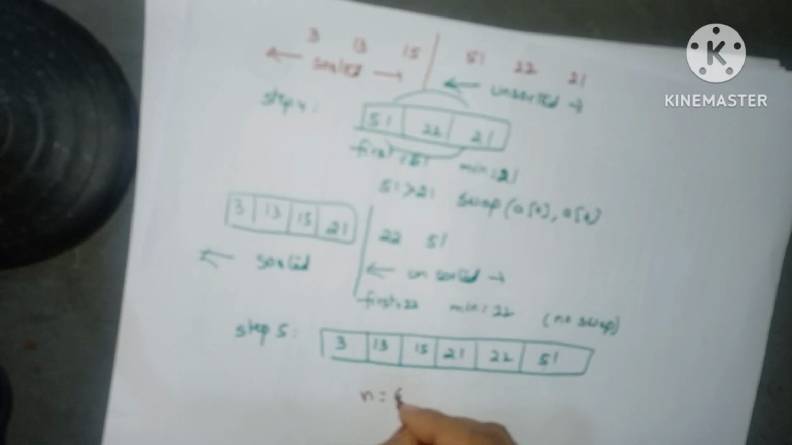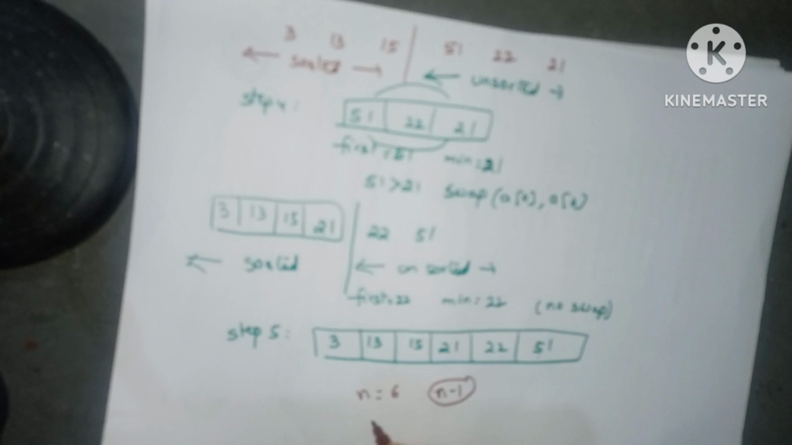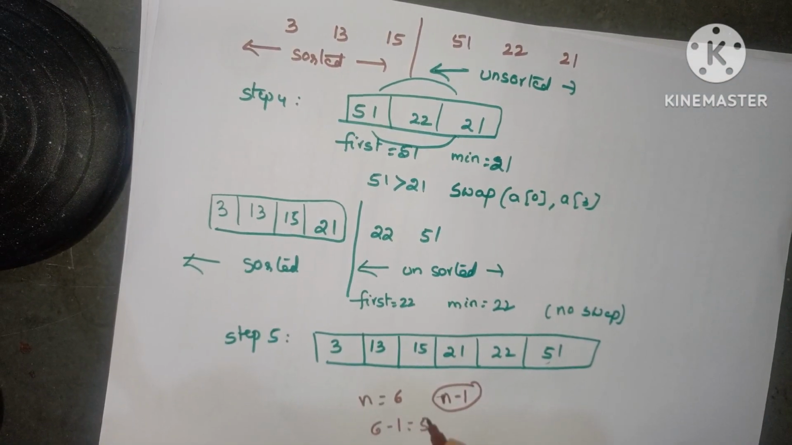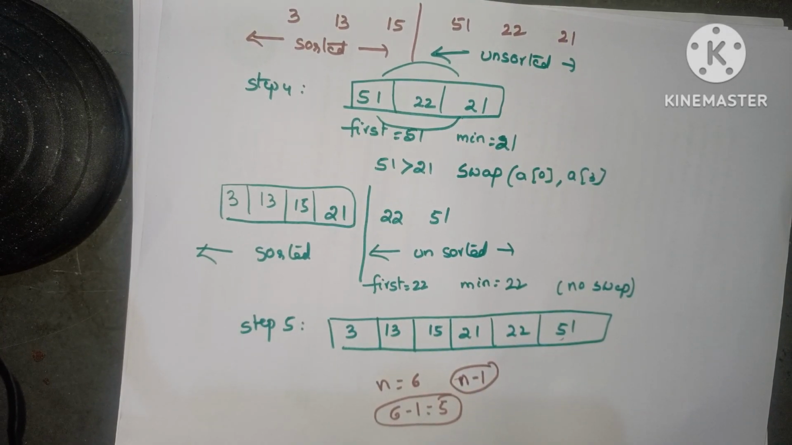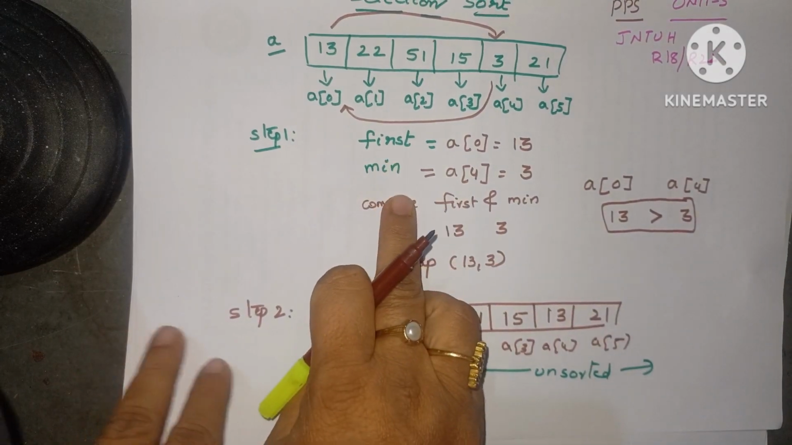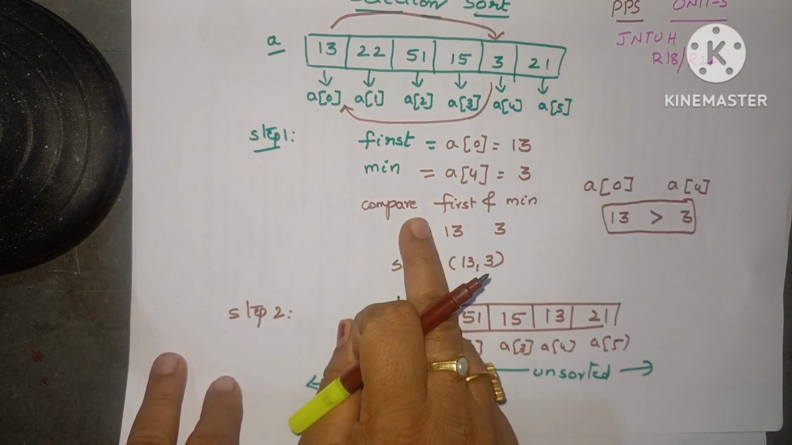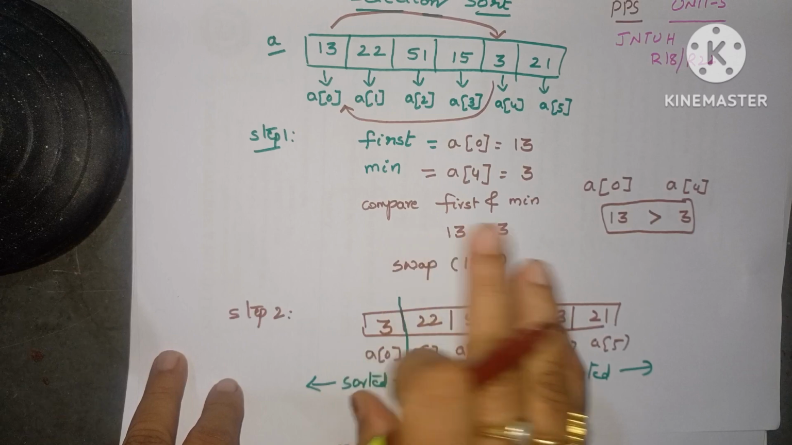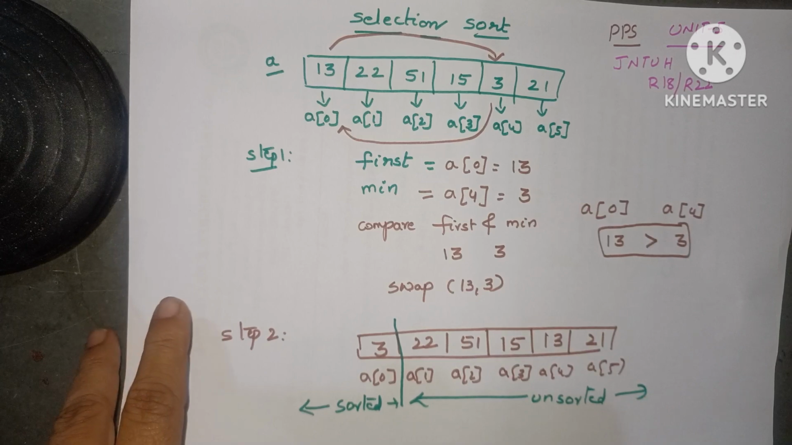N is equal to 6, so the number of iterations is n minus 1. Within n minus 1, all elements come into the sorted order. N minus 1 means 6 minus 1, that means 5. Within 5 steps, all elements are in the order. So this is the technique of the selection sort algorithm. In selection sort, we have to select the first element and the minimum element and compare them. If the first element is more than the minimum element, swap these two. Otherwise, it is not necessary. The same procedure is repeated until all the elements are in the order.